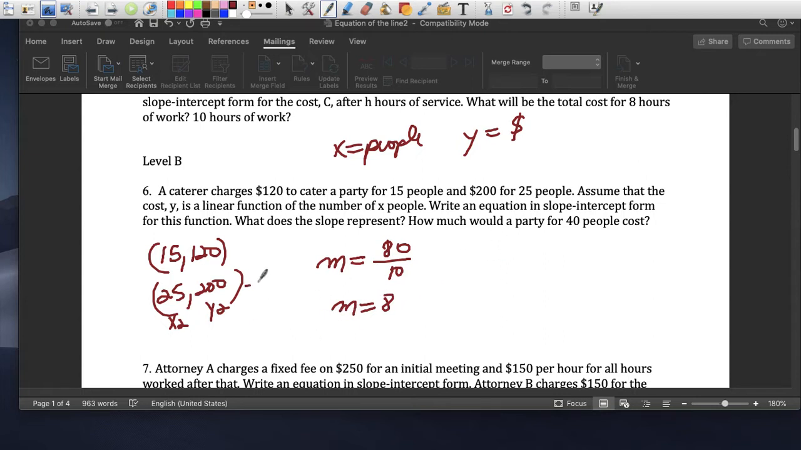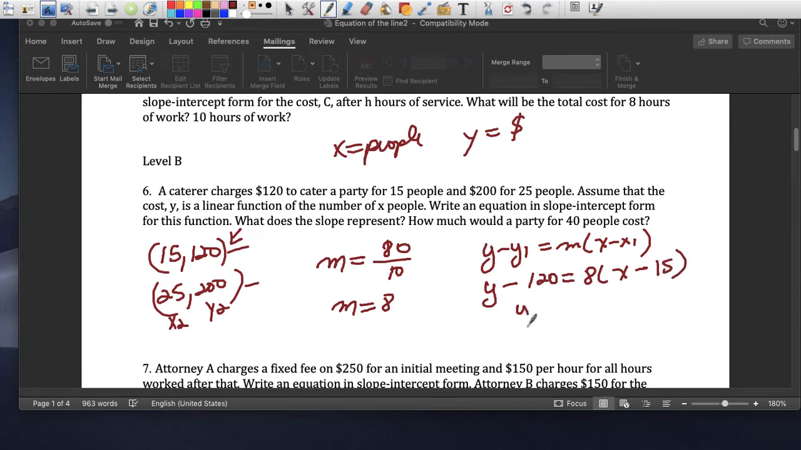Do I have a point? Yes, I have 2 points. But I don't have my y-intercept, so I want to actually use this guy here. That's going to take me to the equation. Let's just pick the easy one, this one on top, that's my y1. So y minus 120 equals 8 times x minus 15. Y minus 120 equals 8x minus... what's 8 times 15? 120.